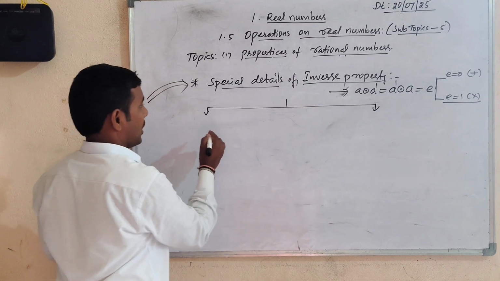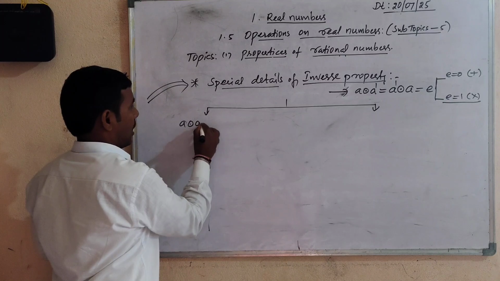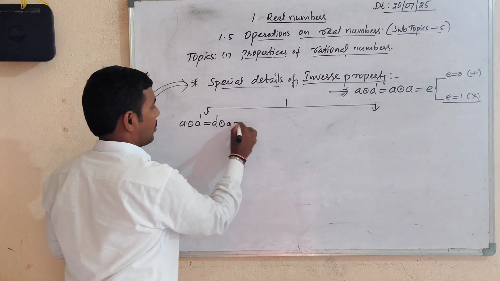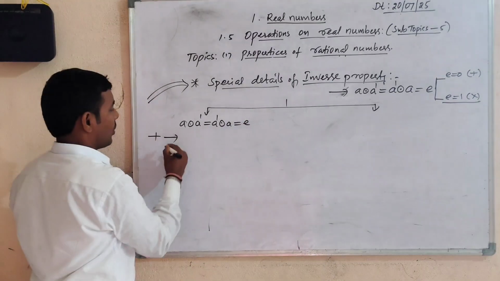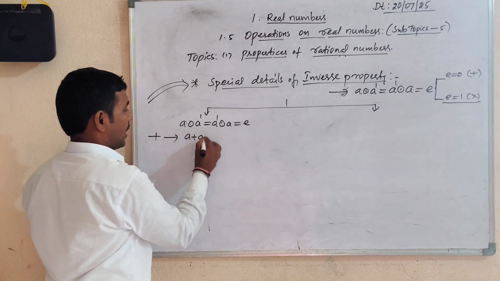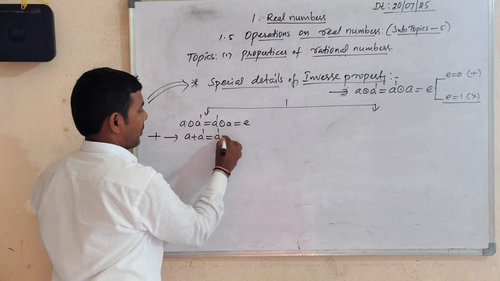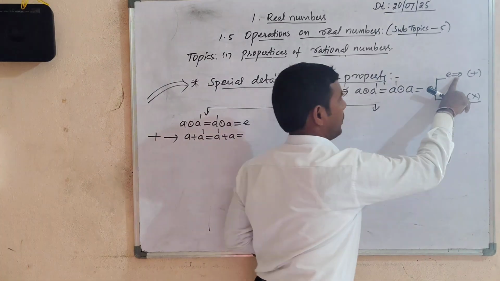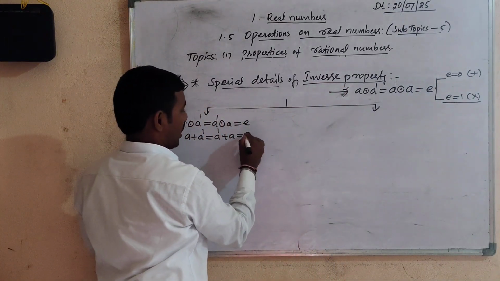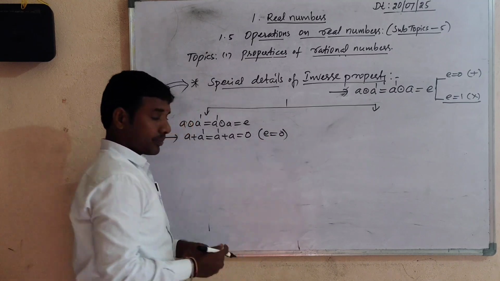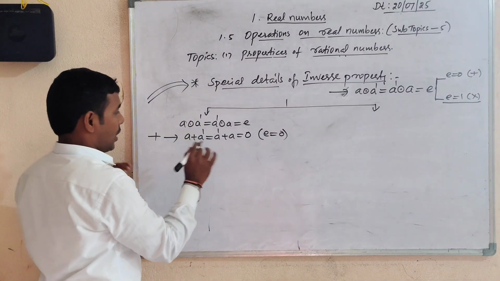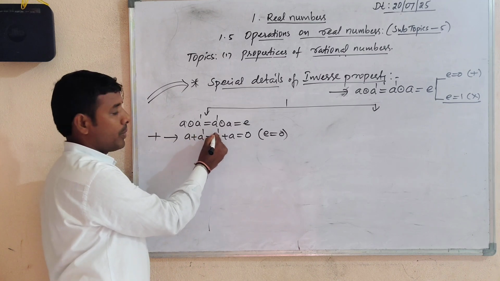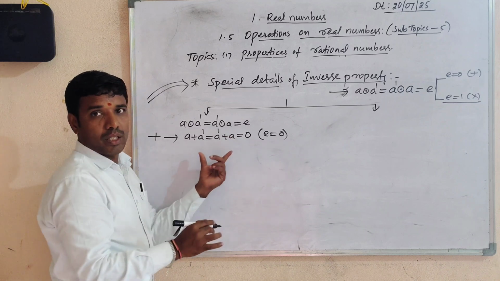Let us see plus concept. A ∘ A complement is equal to A complement ∘ A is equal to E. Let us go with addition mode. A plus A complement is equal to A complement plus A is equal to E, and under addition E value is 0. So in case of E, I want to write 0. Carefully observe: A plus A complement is equal to A complement plus A is equal to 0. I think there is no doubt.